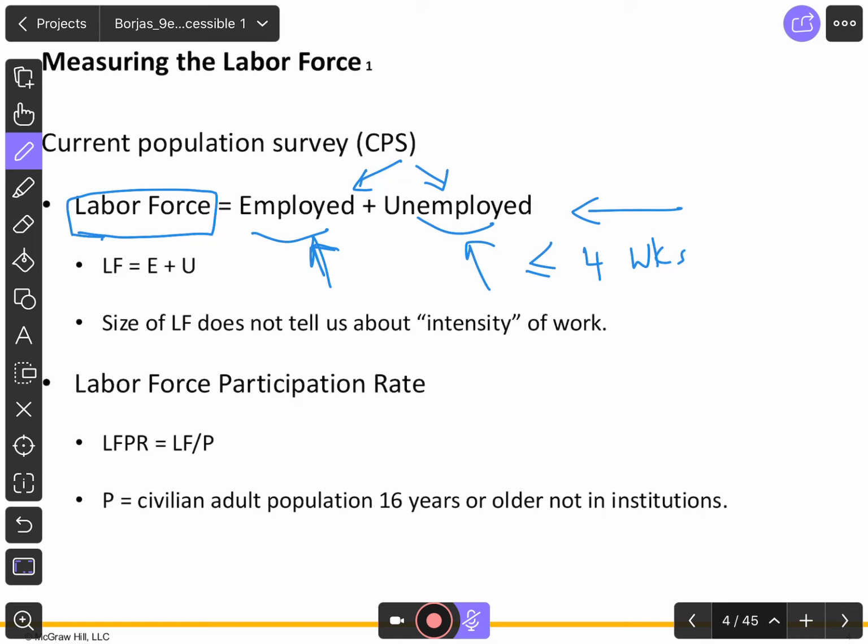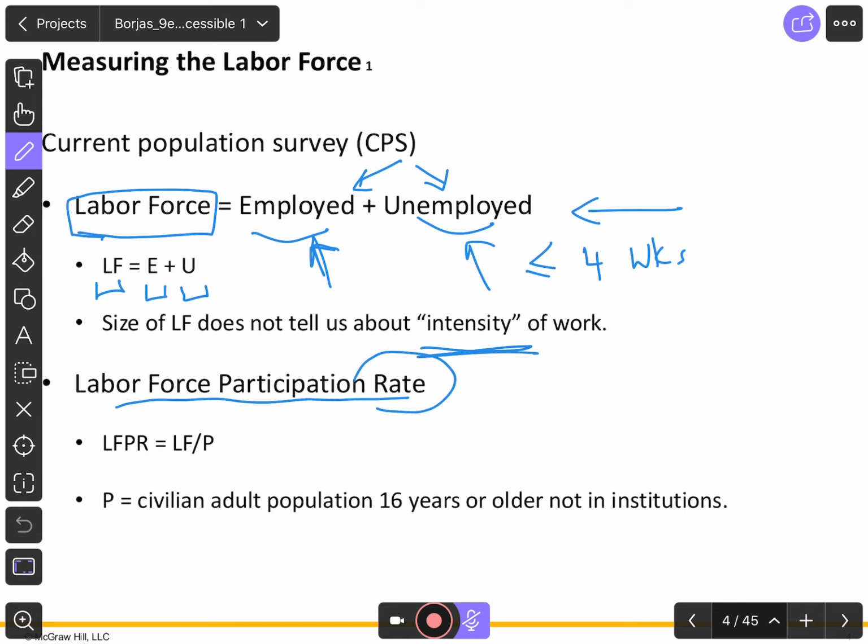So the labor force, LF, E for employment or employed, U for the unemployed. As I said, the intensity of work is not part of this equation. The quality of work is not part of this equation. If you work as a CEO or you work as a part-time, then this is not part of the equation. You're just working.